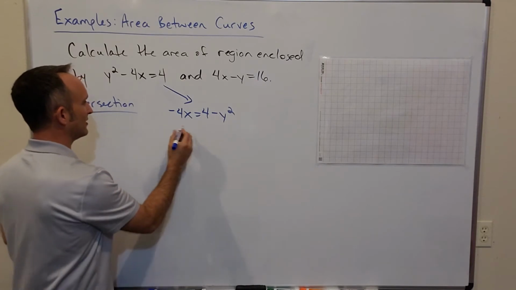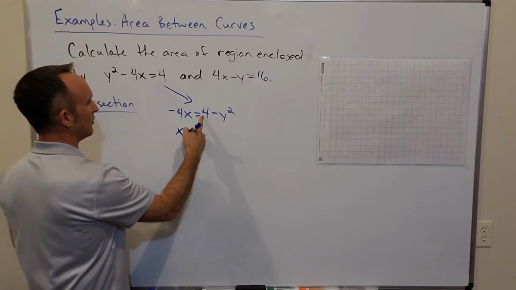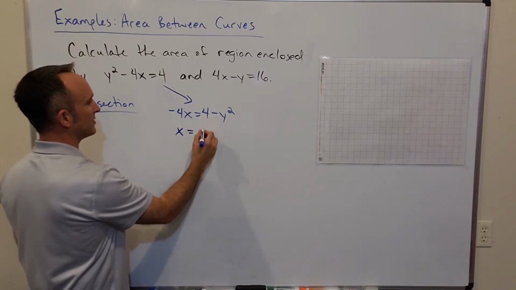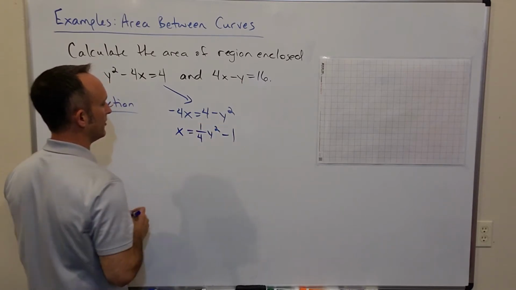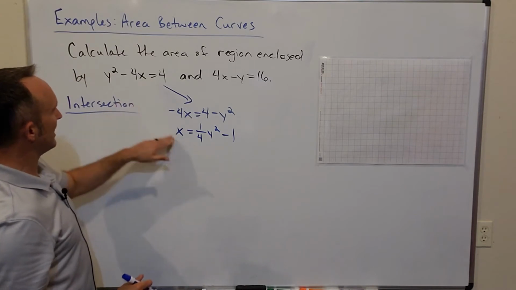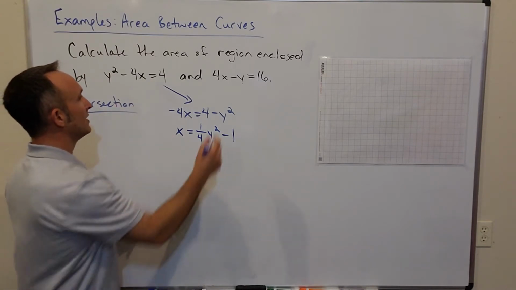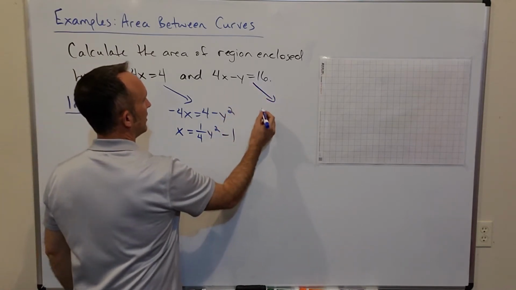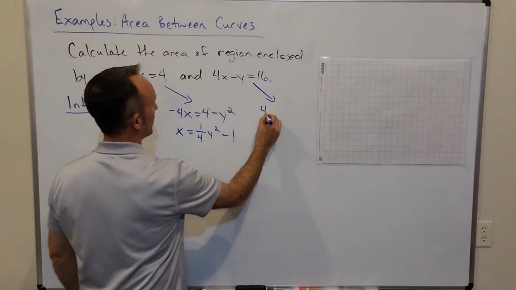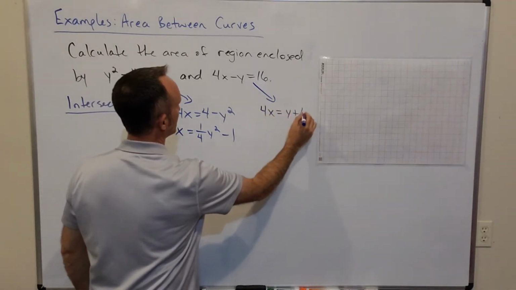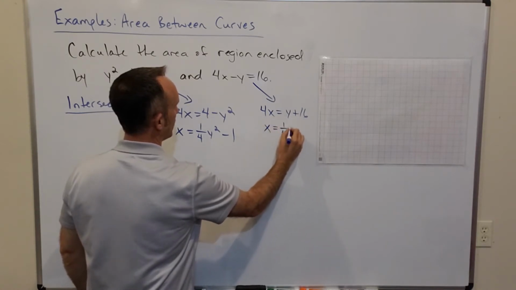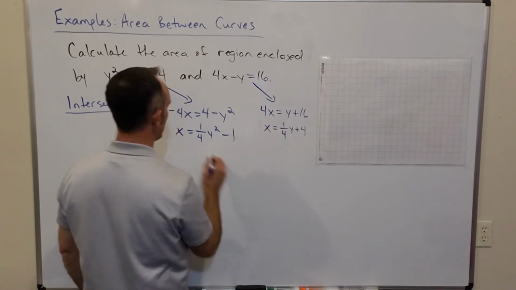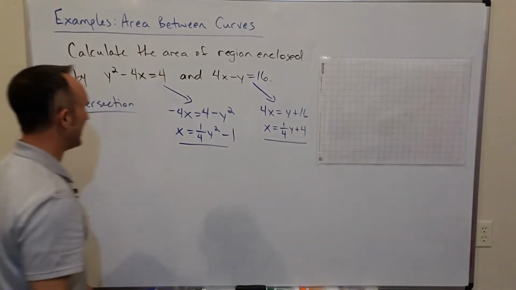Okay, let's do that. Sorry. So if I divide by negative 4, this turns into positive 1/4 y squared, and this turns into negative 1. So now I've got this guy as x equals a function of y. And then this guy, solving for x, I'll have 4x equals y plus 16. And multiplying by a fourth, I'll get 1/4 y plus 4. So now I've got each of them in terms of x.